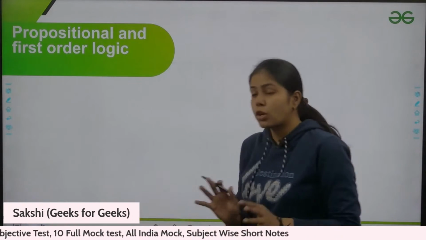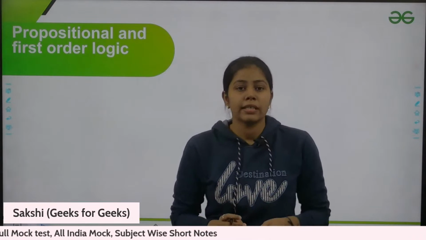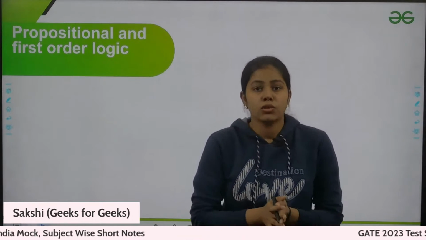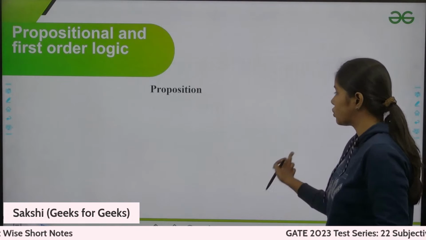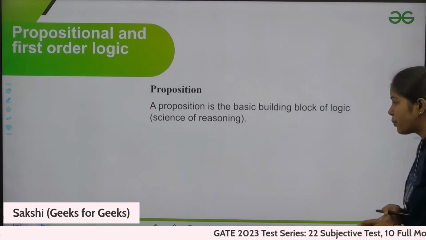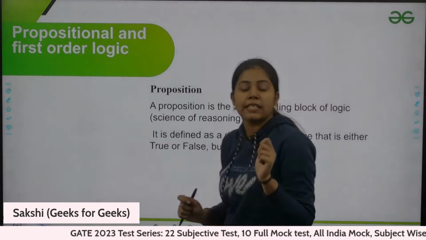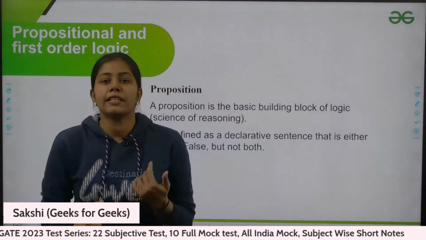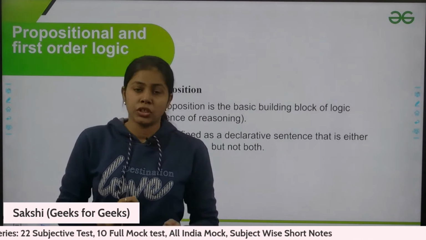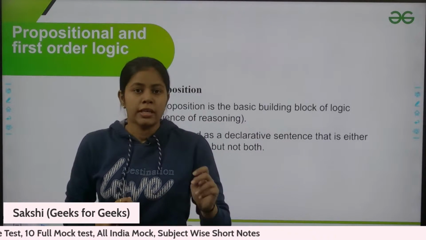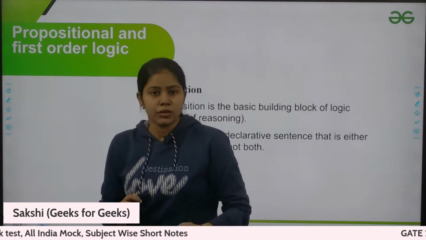Okay, so first of all, the most important thing is: what is a proposition? So what do you call a proposition? A proposition is a basic building block of logic. It is defined as a declarative sentence that is either true or false. Like if I say 2 is an even number, that is a proposition because it is either true or false. 2 is an even number, it is a true statement.